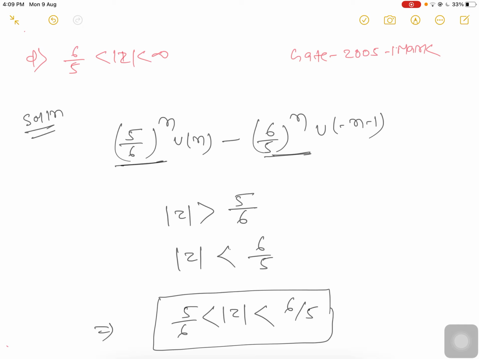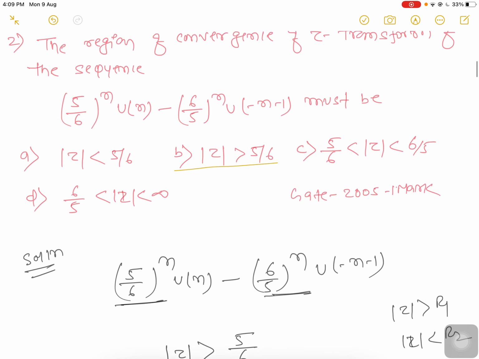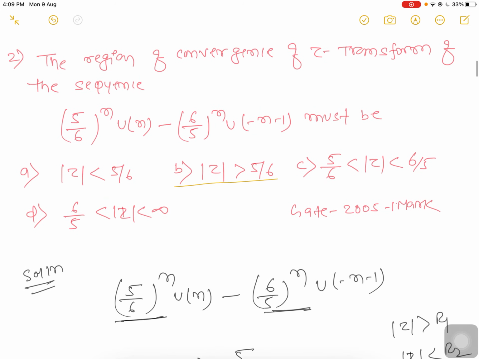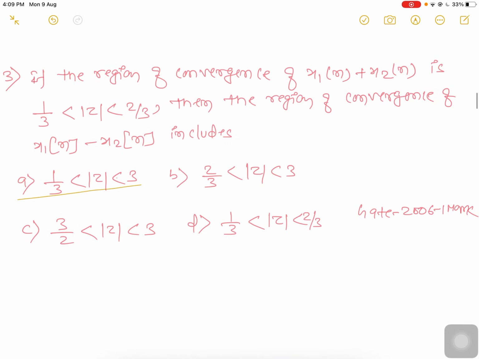If a common ROC is not coming, say one signal has mod z greater than R1 and another has mod z less than R2 with no overlap, then the Z transform is not valid. So here it is 5/6, and option C will be the right answer.